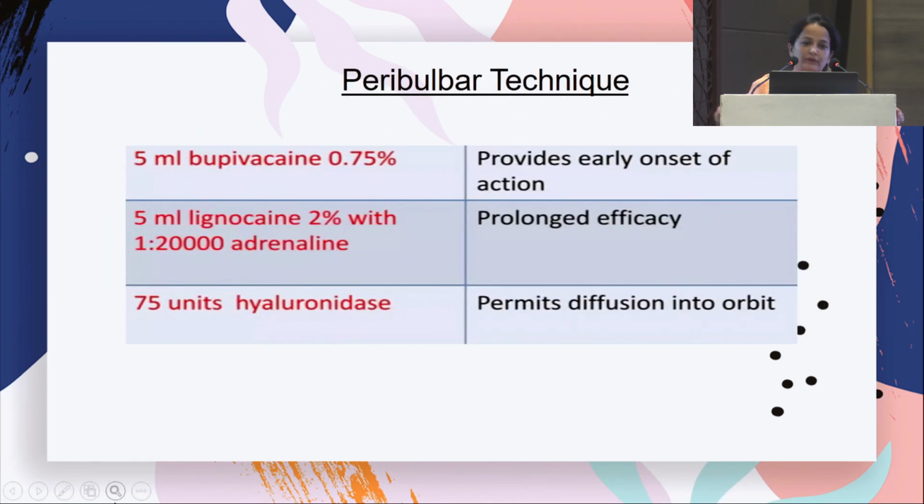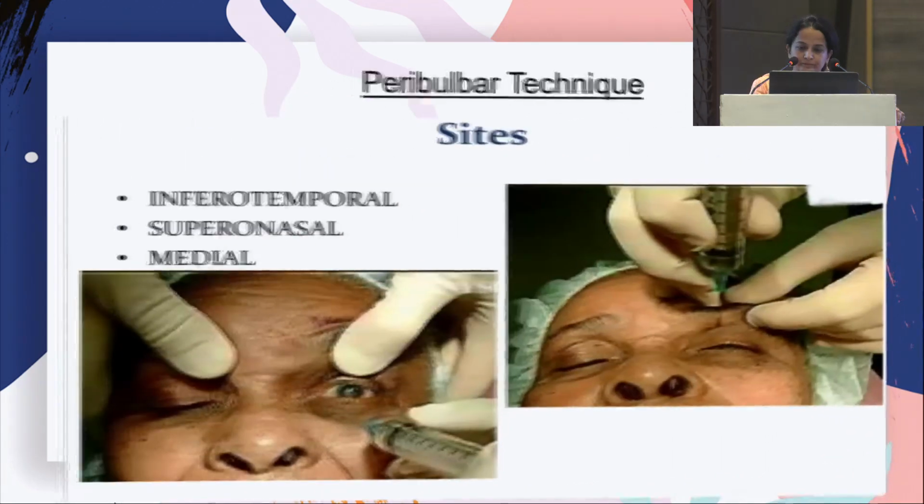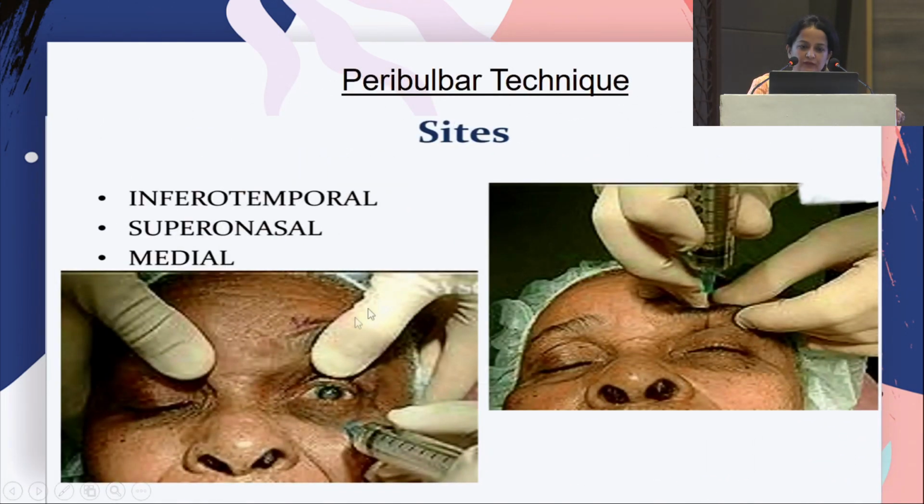We use a combination of these three. Just to revise, 5 ml of lignocaine 2% with 1:20,000 adrenaline. Adrenaline prolongs efficacy. Bupivacaine 0.75% prolongs the effect of the anesthesia, and to permit its diffusion, we use 75 units of hyaluronidase injection. So the commonly used sites are the inferotemporal, followed by supranasal, and in place of supranasal, we can use the medial blocks.